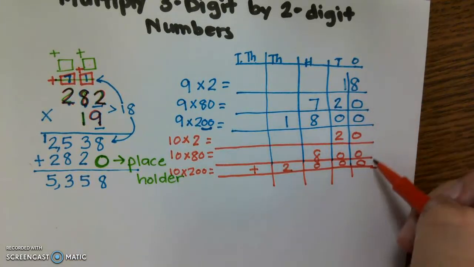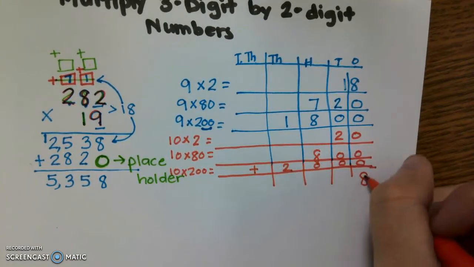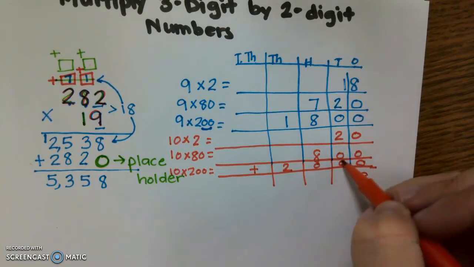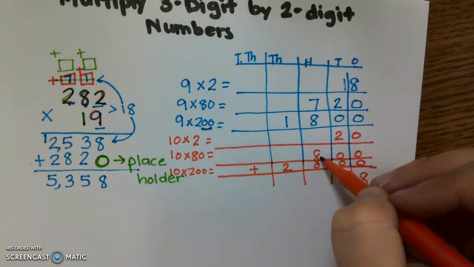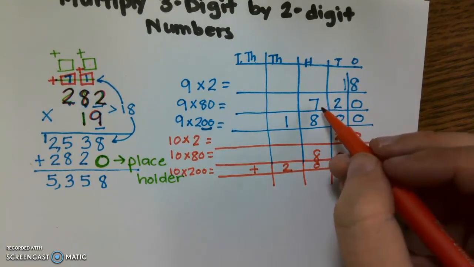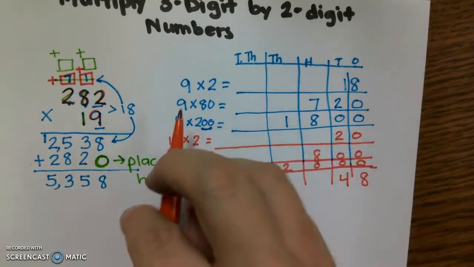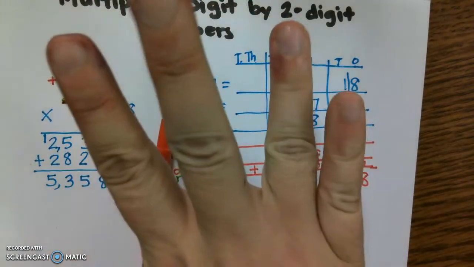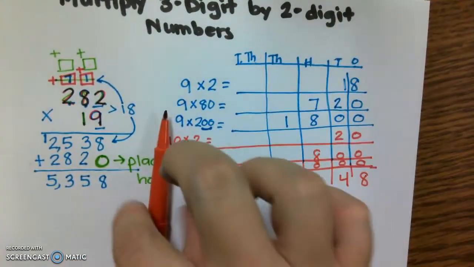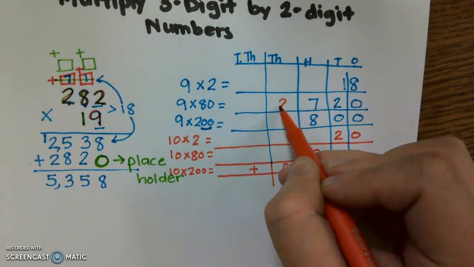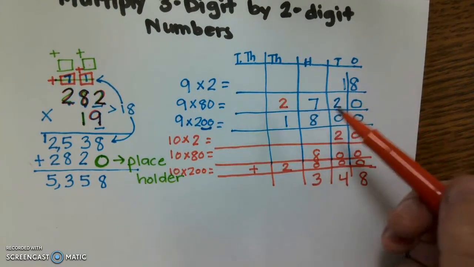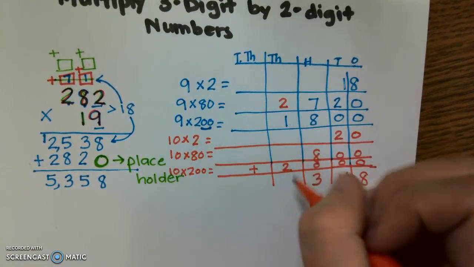So let's see. 8 plus 0 all the way down, that's going to be 8. 2 plus 2 is 4, and the rest are zeros, so it's 4. 8 plus 8 is 16. 16 plus 7, 16, 17, 18, 19, 20, 21, 22, 23. So I'm putting a 3 down here, and I'm carrying up my 2, or regrouping my 2. So now 2 plus 2 is 4, plus 1 is 5.